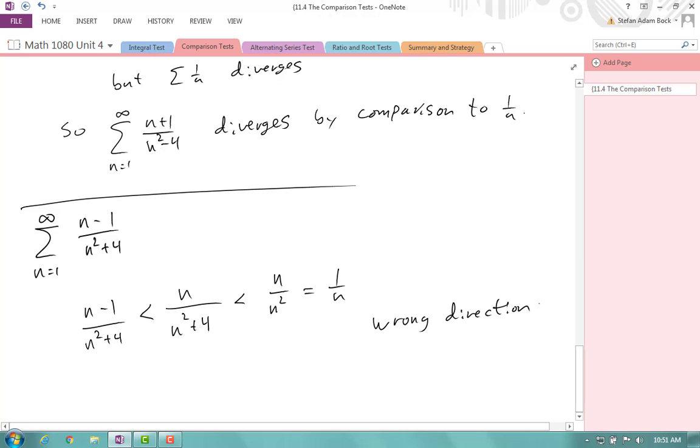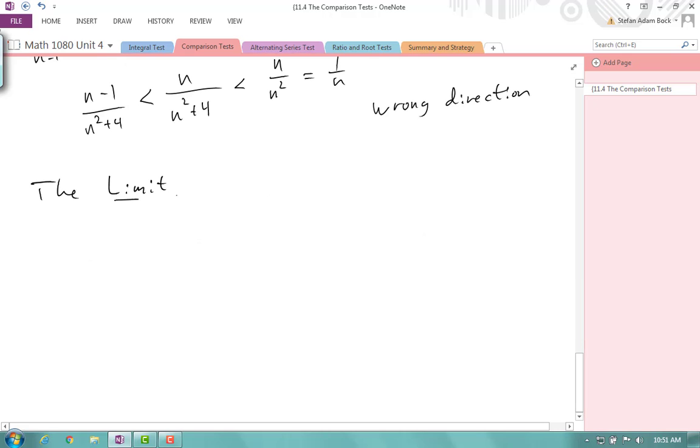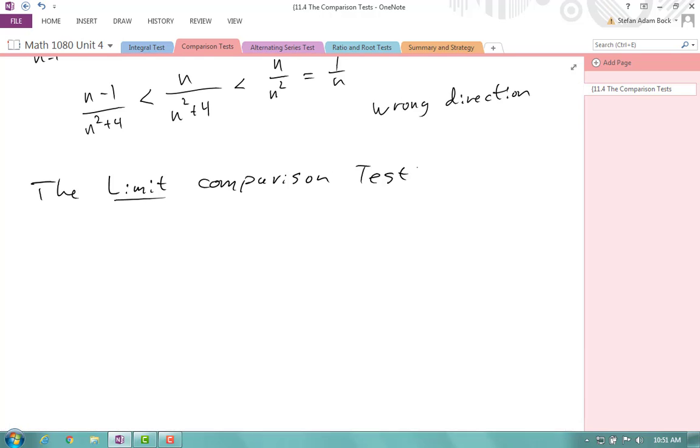So what I have as an improvement, actually a very vast improvement to the direct comparison, is the limit comparison, which is the far superior test, because anything that the direct comparison test works for, the limit comparison will work for. And the limit comparison will work for things that the direct comparison doesn't work for, like this series I just wrote out previously.